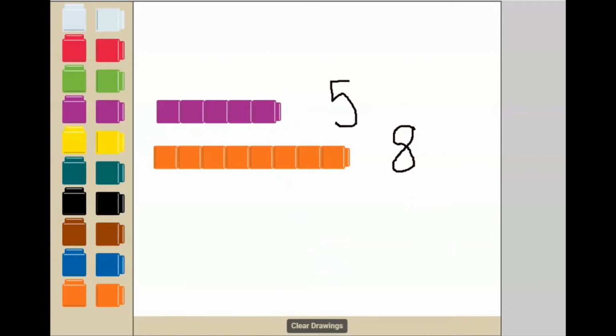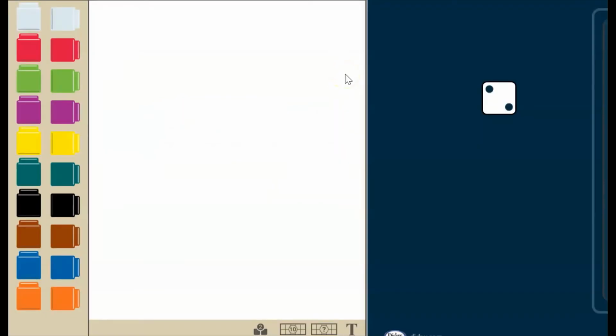You probably said that the 8 stick is more than the 5 stick, and the 5 stick is less than the 8 stick. 8 is more than 5. 5 is less than 8. We can go back and count 1, 2, 3, 4, 5 and see that the 5 stick stops. That means 5 is less than 8. 8 is more than 5. That's comparing lengths with our linking sticks using the words more and less.